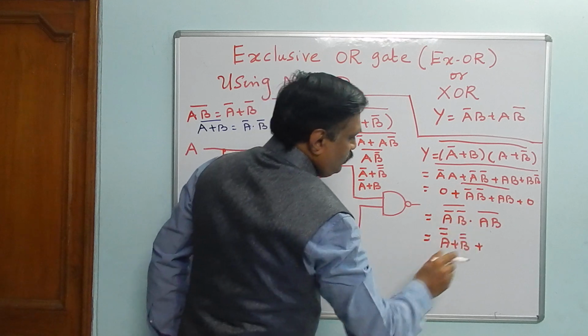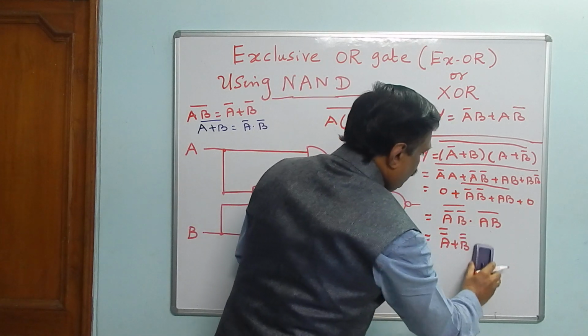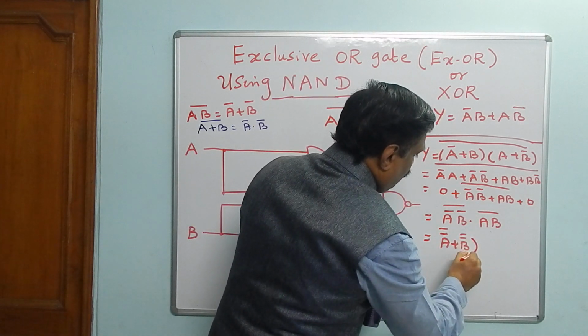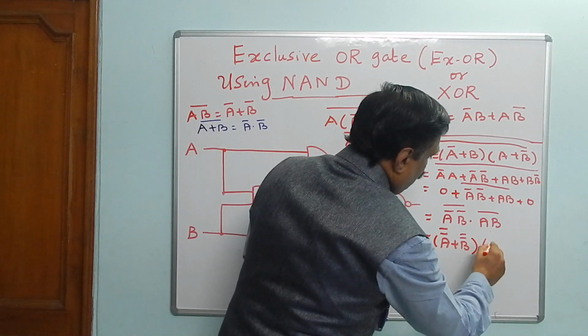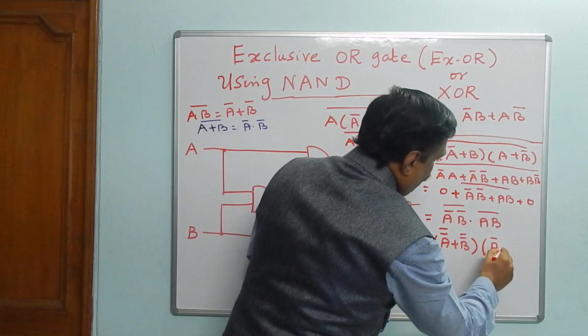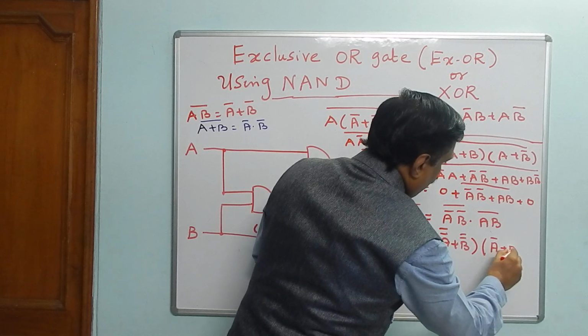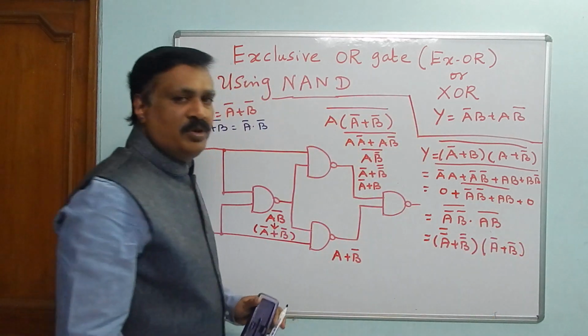sorry, this is undo only, na? This is undo only. Now you can put a bracket. Now this is A bar plus B bar, A bar plus B bar.